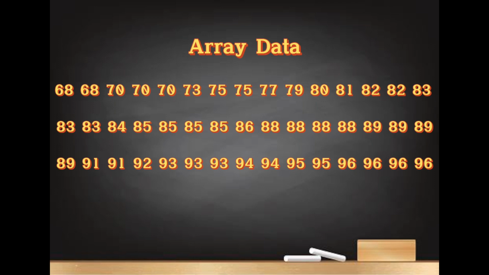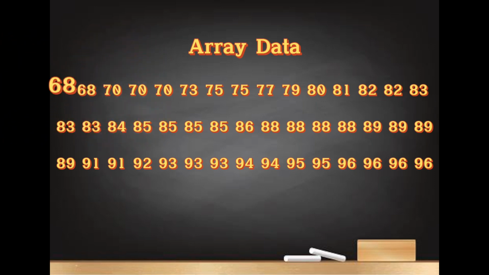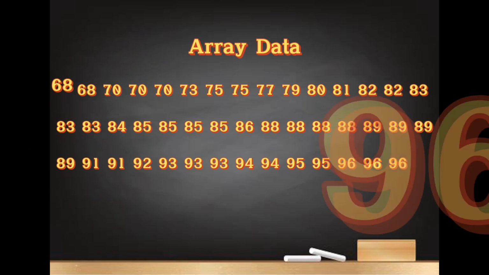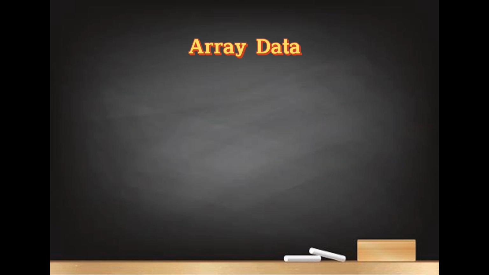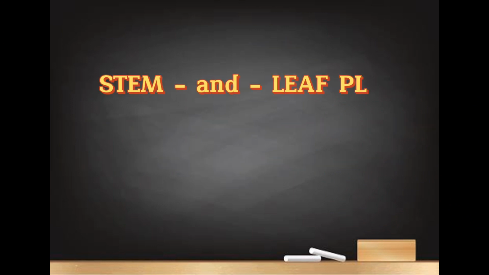An array is a group of numbers in rows and columns, from the smallest at the beginning to the largest number at the end. The following are the array data. After getting the array of data, we will create stem and leaf plots.